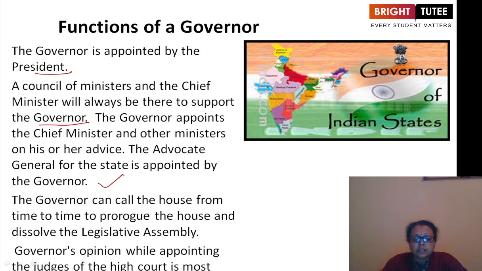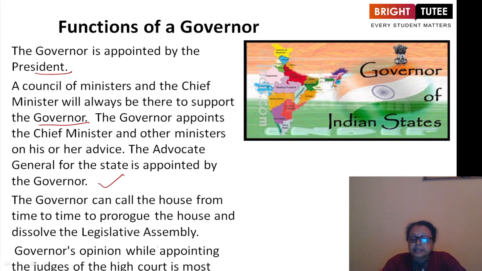To address the house, this is the right given to the governor by the Constitution, and he or she has the right to dissolve the legislative assembly. Governor's opinion: while appointing the judges of the High Court, the High Court is the most important. To take the opinion of the governor while the appointment of the judges of the High Court is being done is a very important part for the governor.